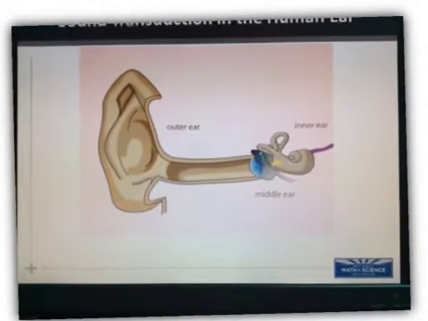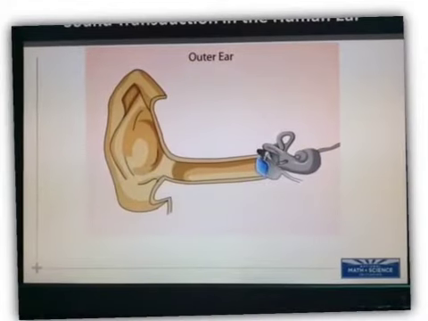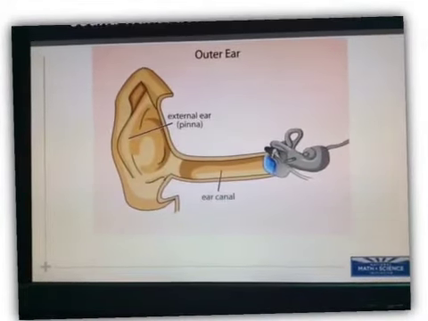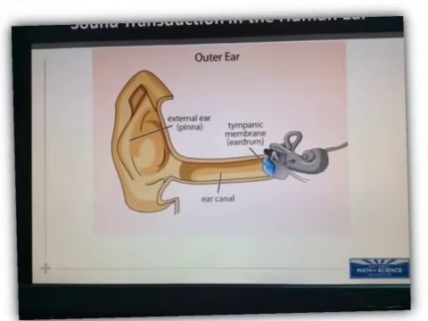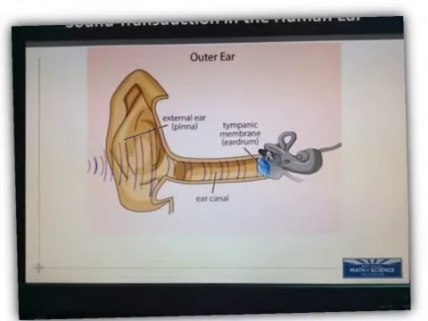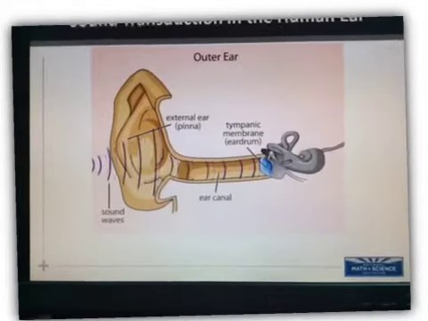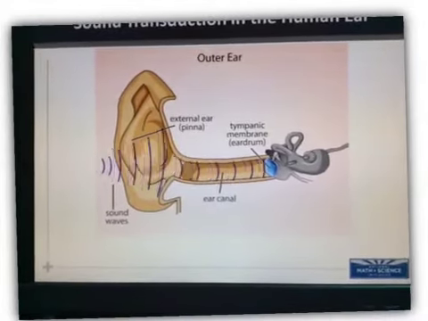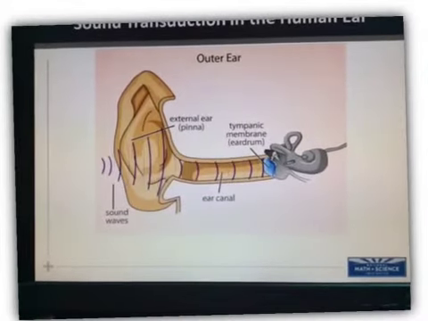Sound waves are first collected by the outer ear, which consists of the external ear, or pinna, and a canal that leads to the eardrum. The configuration of the external ear amplifies sound, particularly at the frequency ranges of 2,000 to 5,000 hertz. Not coincidentally, most human speech sounds are distributed in the frequency range around 3,000 hertz.